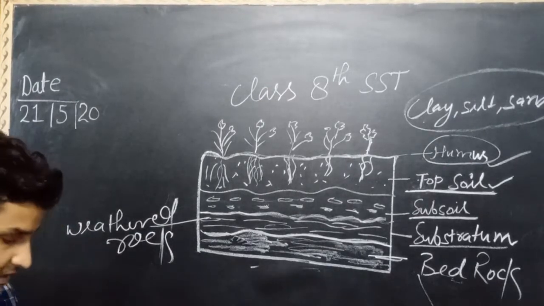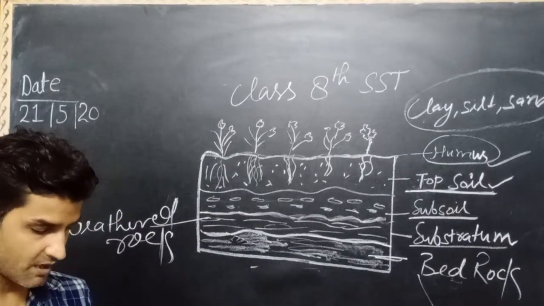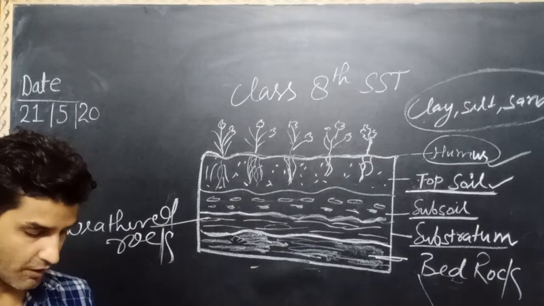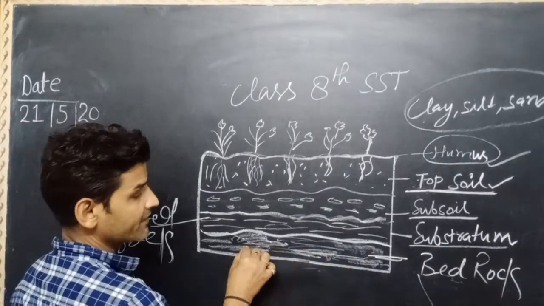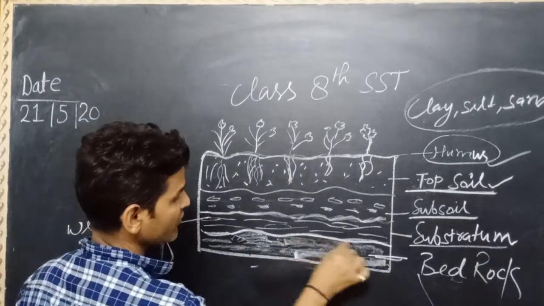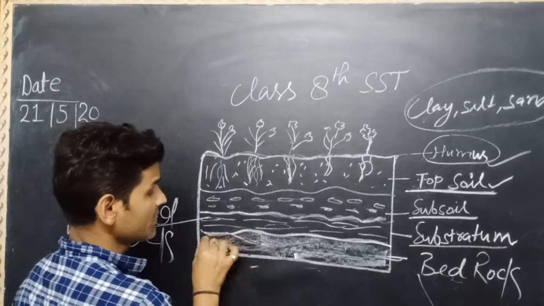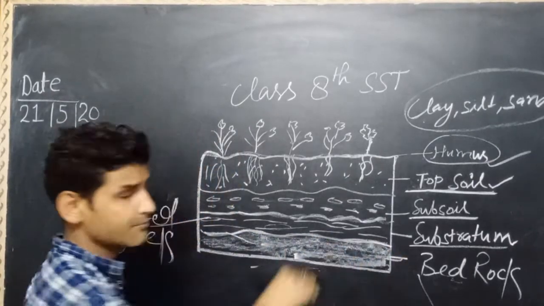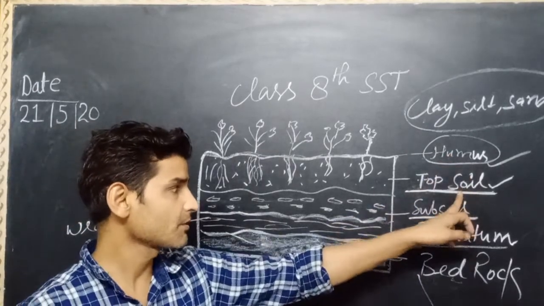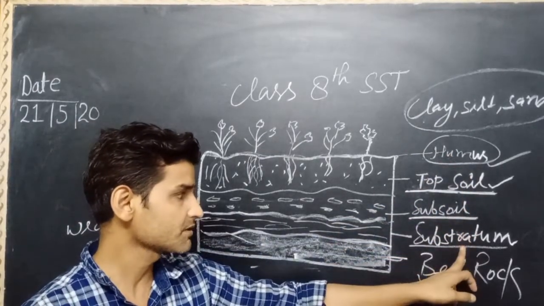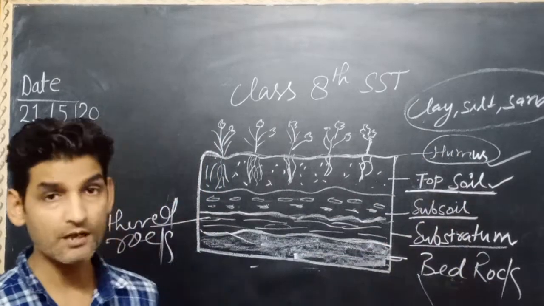Now the last layer is bedrock. The last layer at the bottom of the soil profile is the parent bedrock. It is a solid layer of unweathered rock. Means this layer is the solid layer of our earth. So we have first humus, second topsoil, third subsoil, fourth substratum, and the last one is the bedrock. These are the layers of the soil.